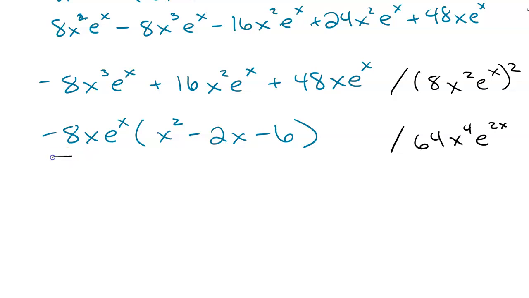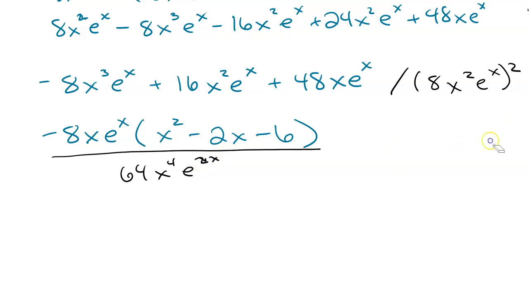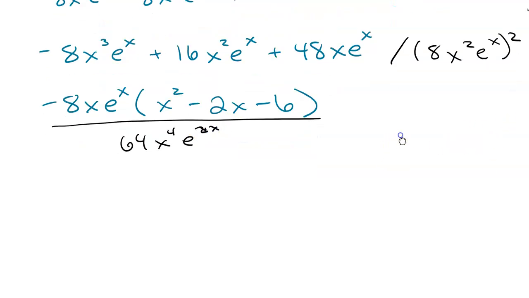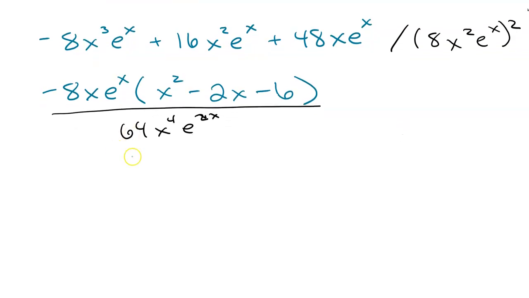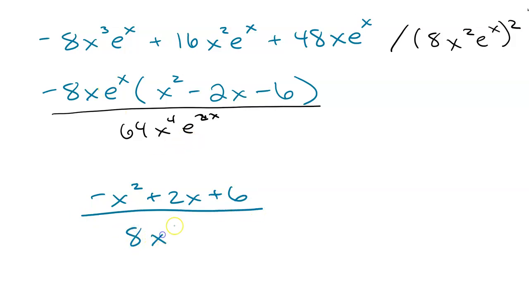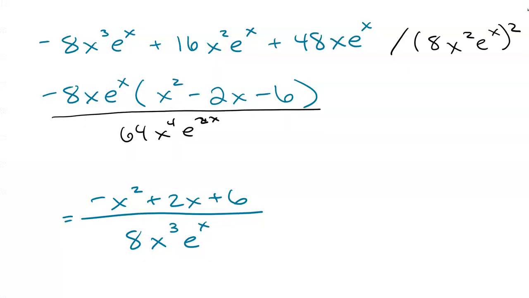That's right. Okay. So that'll still give us a negative. And our denominator would go down to 8x cubed e to the x. So that would be our full derivative for whatever we were talking about. What is it? H? So this would be our official h prime of x.